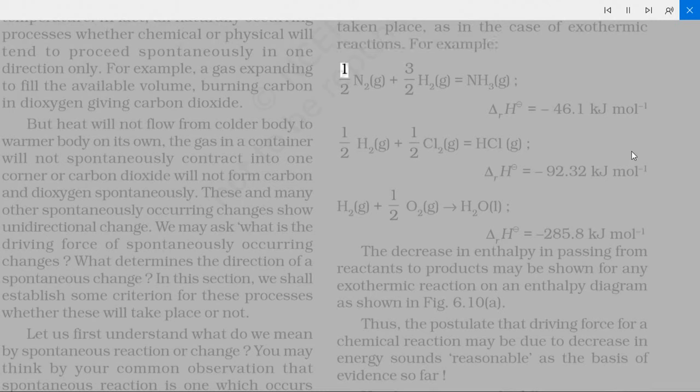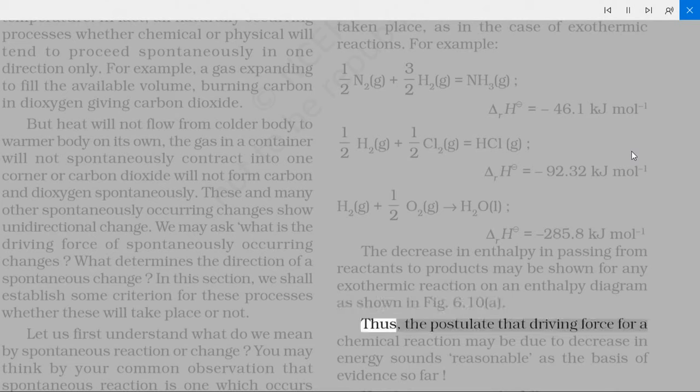For example, 1/2 N₂(g) + 3/2 H₂(g) → NH₃(g), ΔrH = −46.1 kJ/mol. 1/2 H₂(g) + 1/2 Cl₂(g) → HCl(g), ΔrH = −92.32 kJ/mol. H₂(g) + 1/2 O₂(g) → H₂O(l), ΔrH = −285.8 kJ/mol. The decrease in enthalpy in passing from reactants to products may be shown for any exothermic reaction on an enthalpy diagram as shown in Fig.